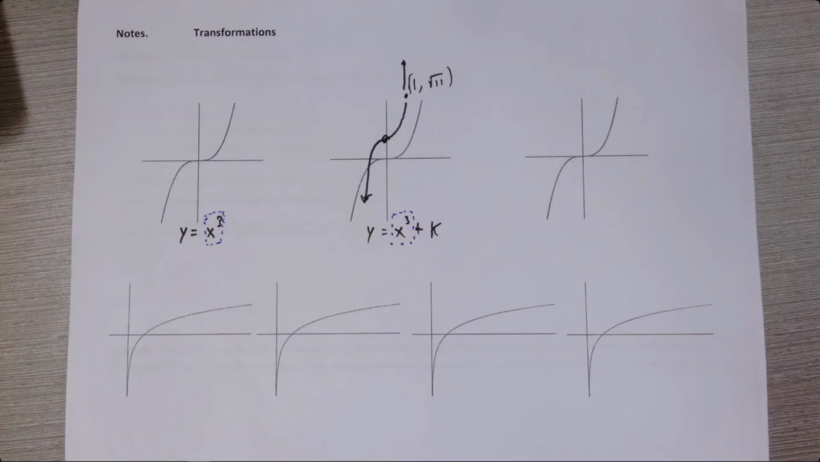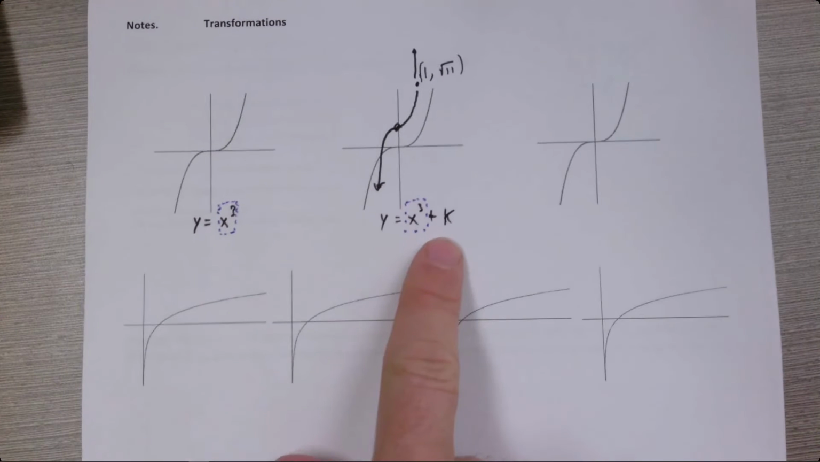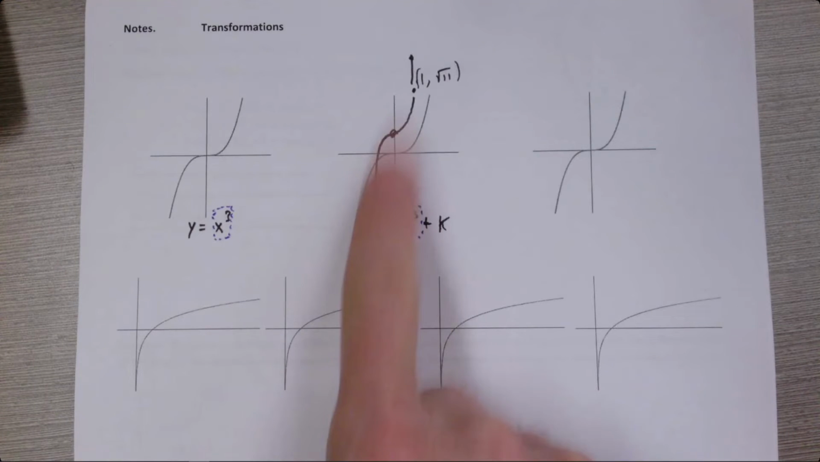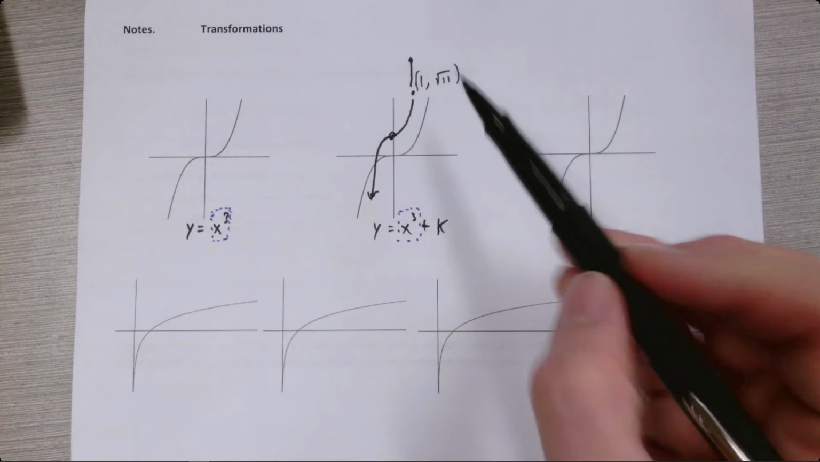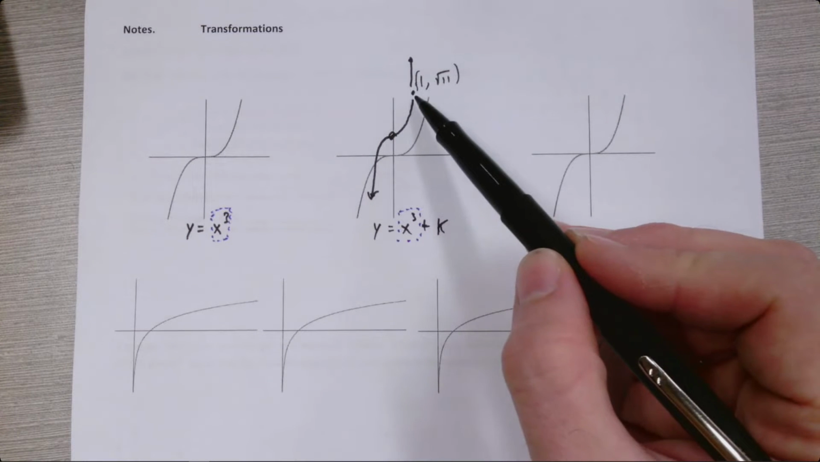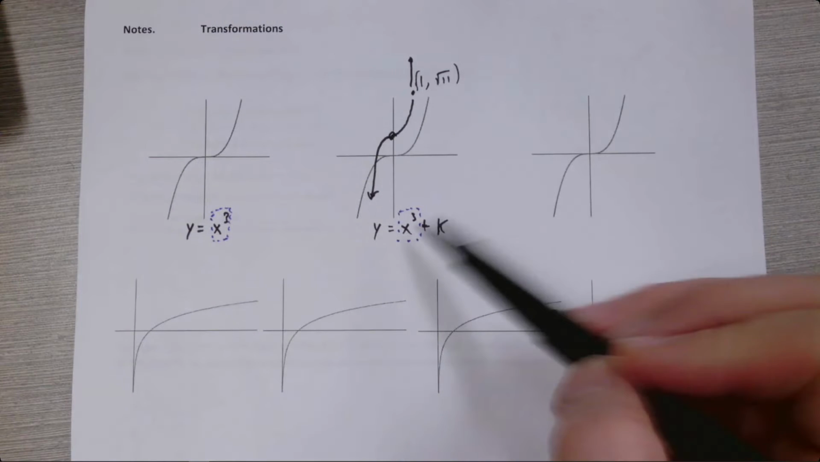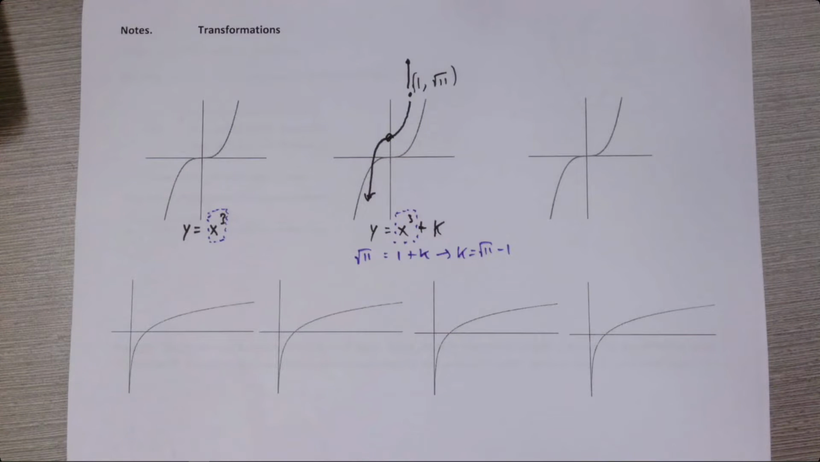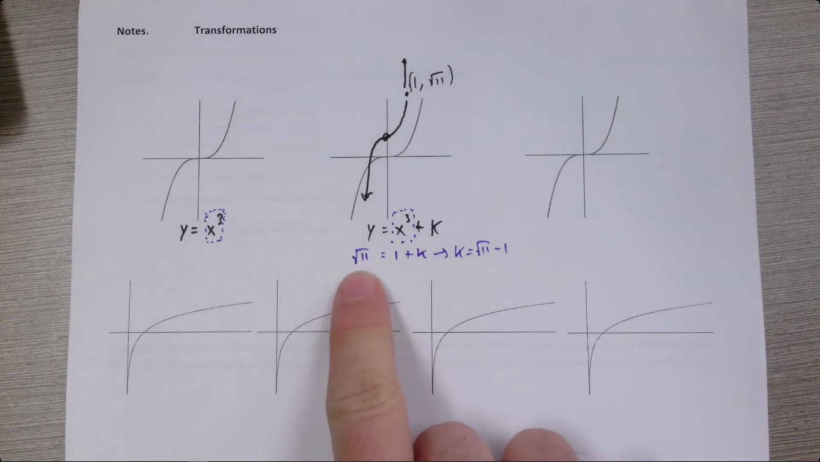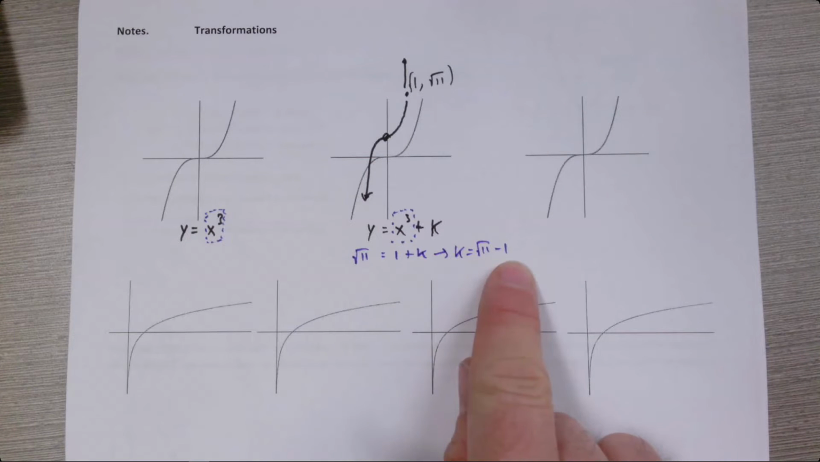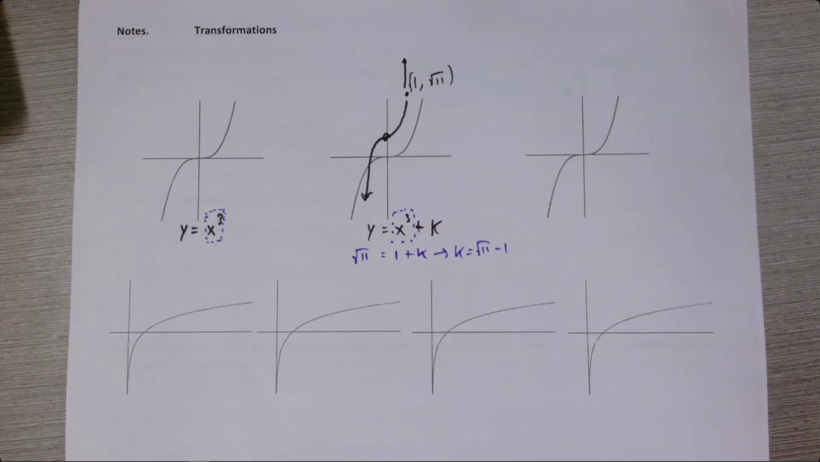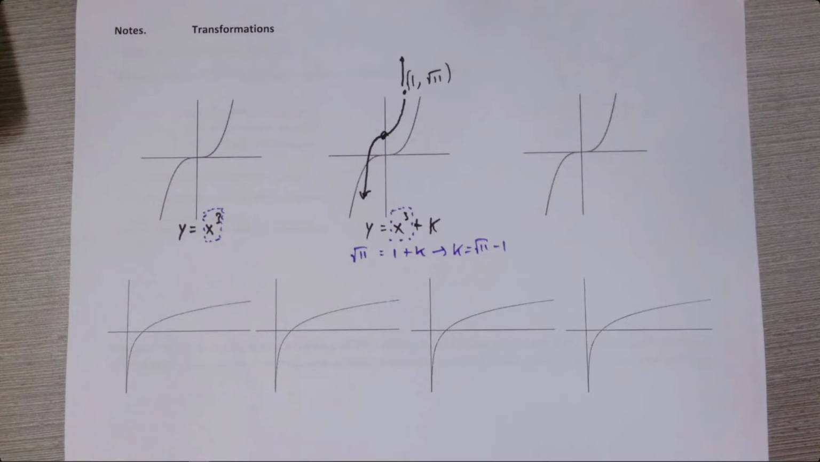Okay, so how can we figure out which transformation it is? Like, what is the value of k that makes it go through that point? General mathematical strategy is plug in what you know and solve for what you don't know. So let's plug in the x and y coordinates for the point that we want to be true, so that it satisfies this equation. So there it is. We plugged in root 11 for y, 1 for x. We solve for k. So k is root 11 minus 1. This is a perfectly wonderful number. There's no reason to try and do anything other than that.